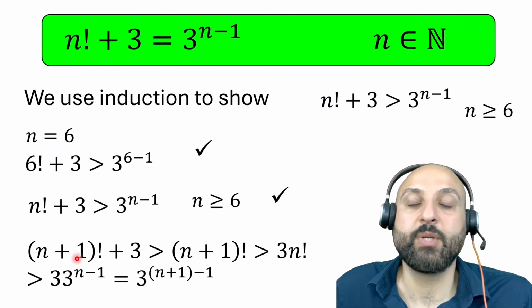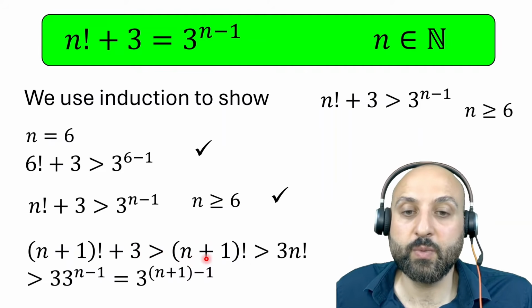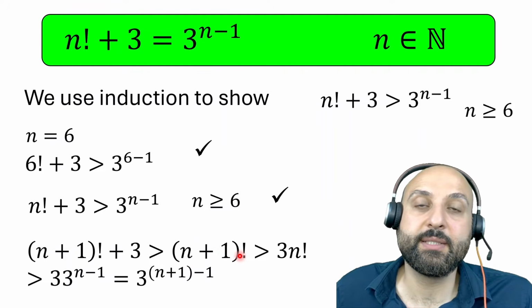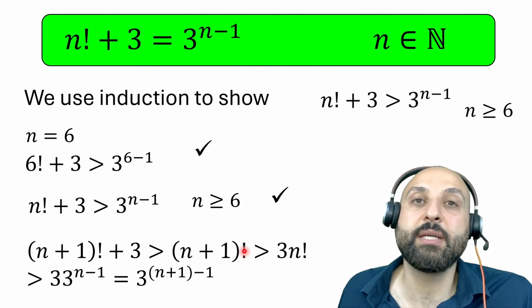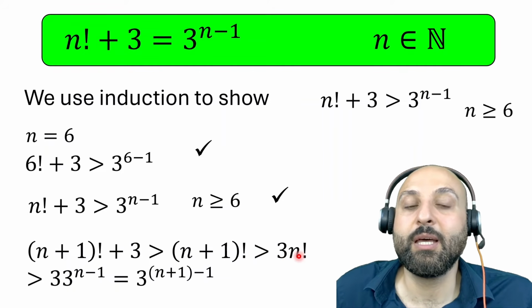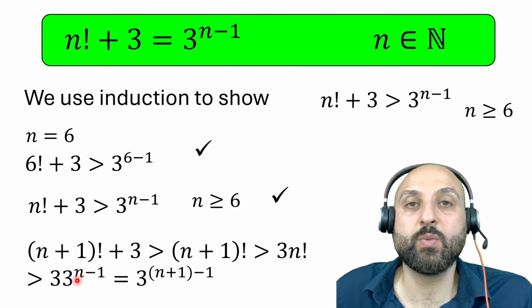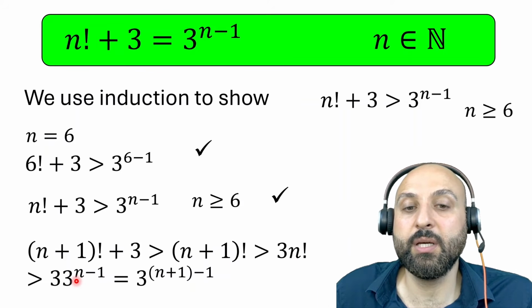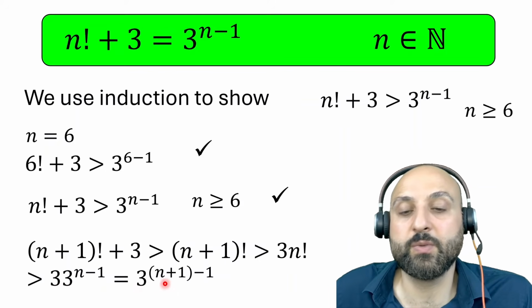So n plus 1 factorial plus 3 is certainly larger than n plus 1 factorial. And this itself is larger than 3 multiplied by n factorial because n itself is larger than 6. And based on the assumption, n factorial is larger than 3 power n minus 1. So we can put this one here, 3 multiplied by that. The 1 power will go here. So this is equal to 3 power n plus 1 minus 1.